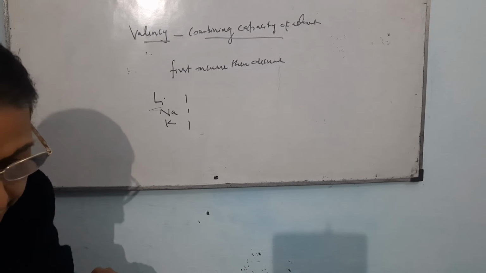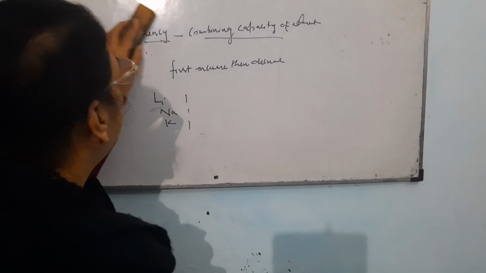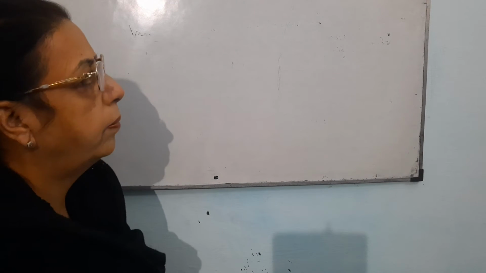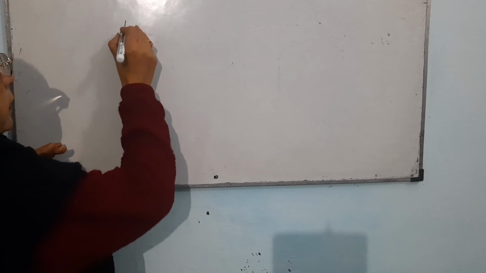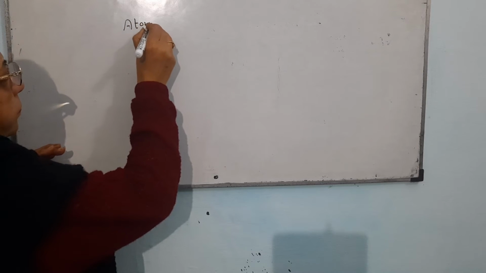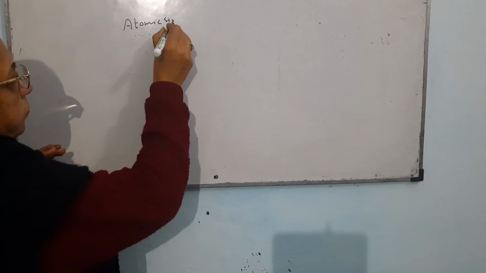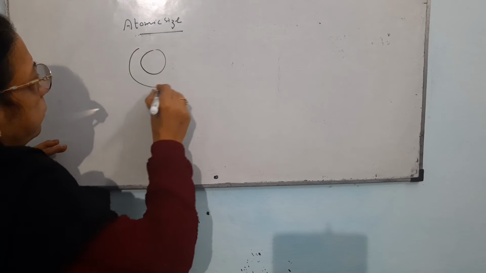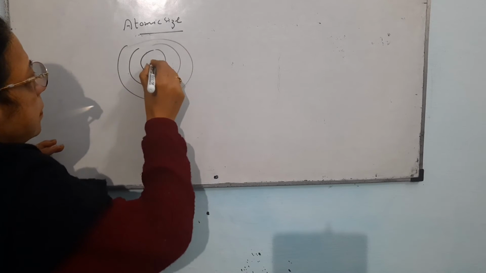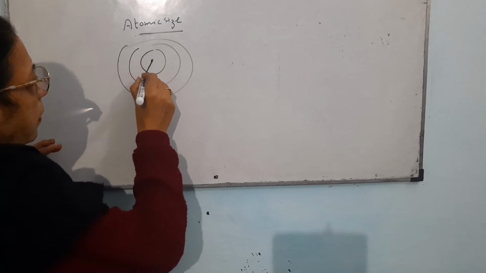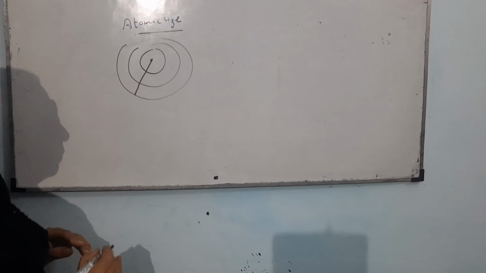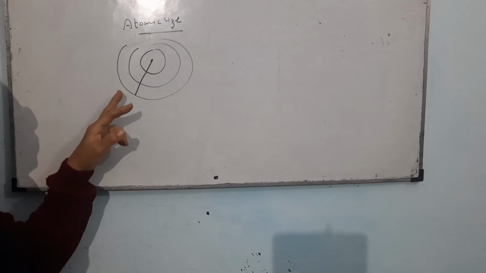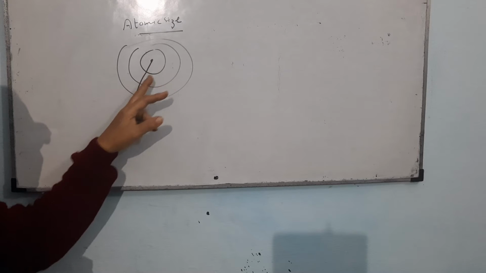Now I come to the second trend in the modern periodic table, that is atomic size. Atomic size is the distance from the center of the nucleus to the outermost shell.